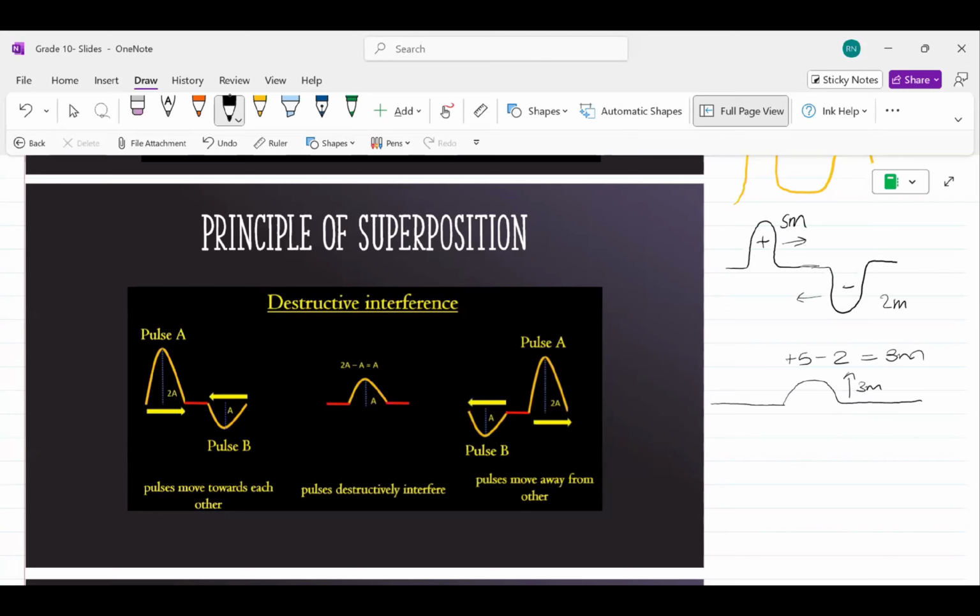And then again, like we said before, they will continue to move in their original directions after the collision has happened. So this one continues to move at 5 meters, and this one continues to move at 2 meters in terms of the amplitude. Okay, so that's the principle of superposition.